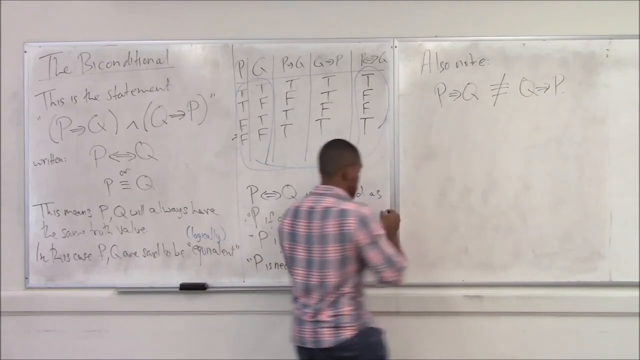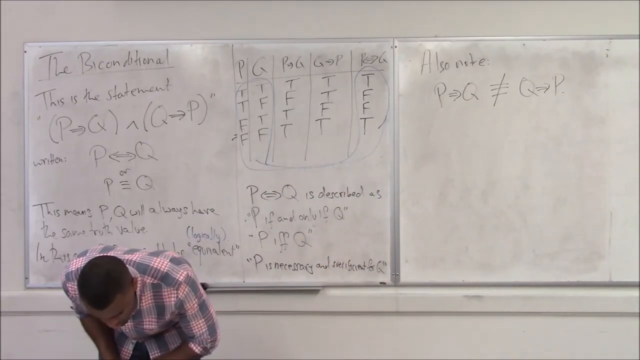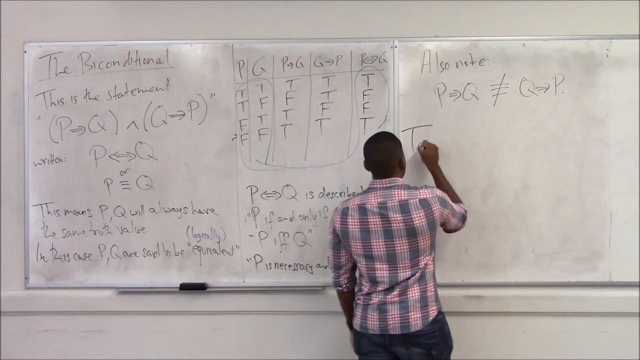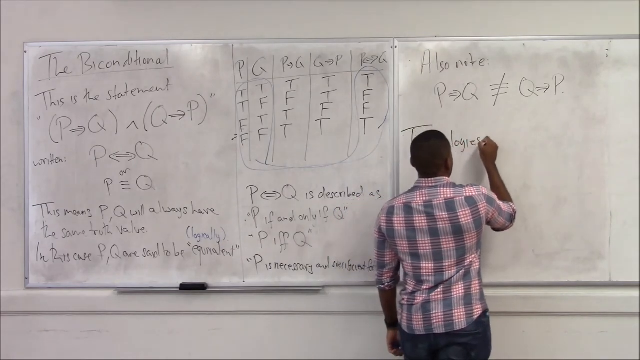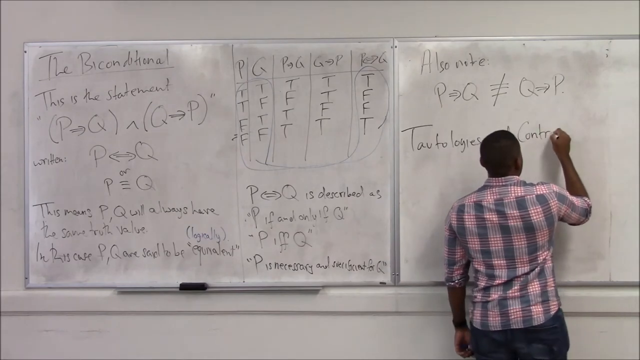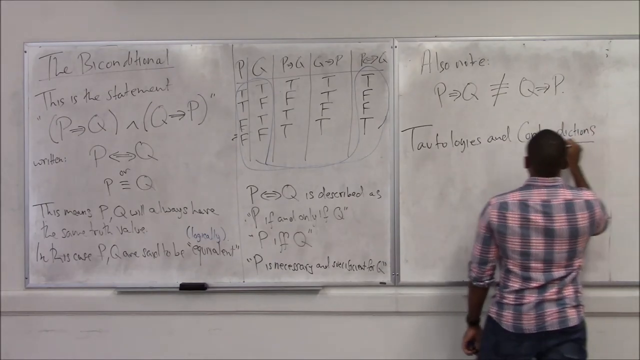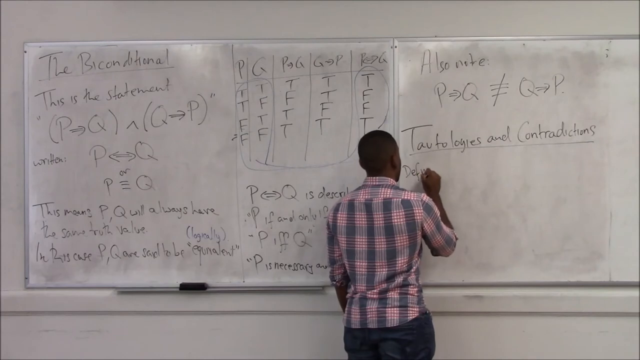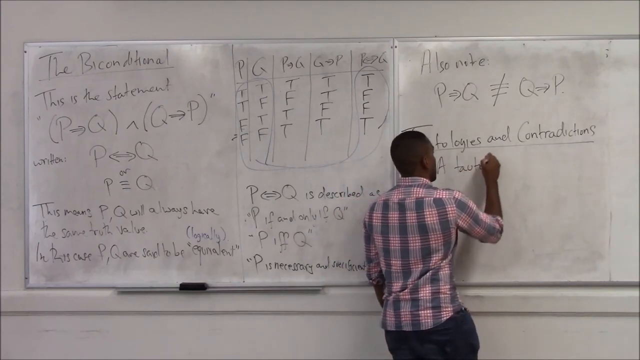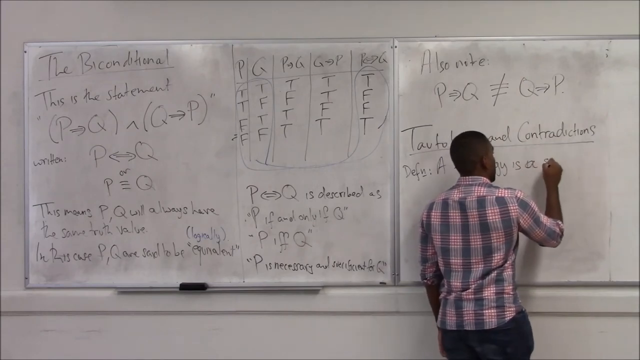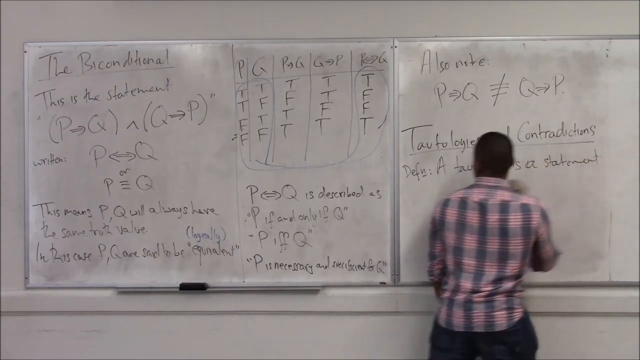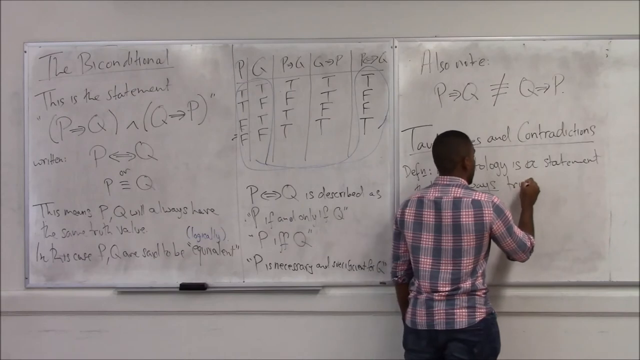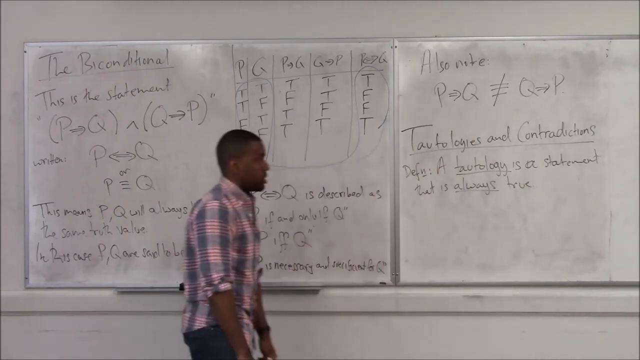What else do we want to talk about? Tautologies, and then contradictions. A tautology is a statement that is always true. It's true in every instance. Any statement that has such a possibility is called a tautology.